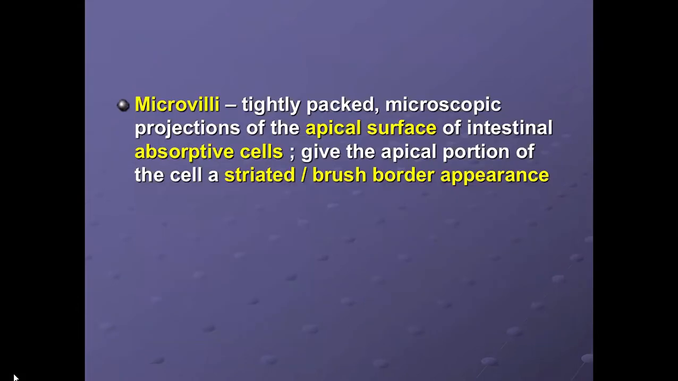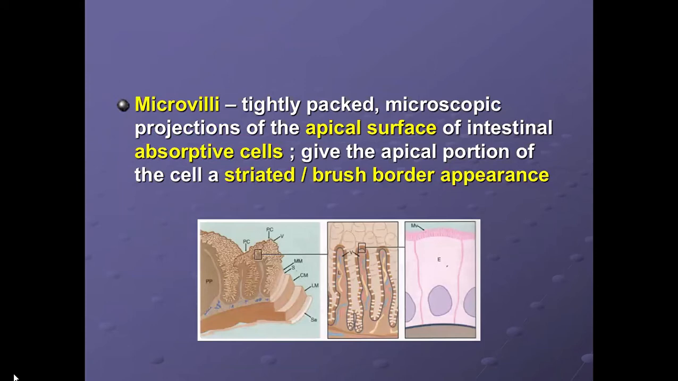Microvilli, tightly packed microscopic projections of the apical surface of intestinal absorptive cells, give the apical portion of the cell a striated brush border appearance. So when I ask you what is the appearance of the microvilli that you see, for example, in the practical, then you would say it is striated or with brush border appearance. Otherwise, if we are asking for the lining epithelium, I'll be very specific.